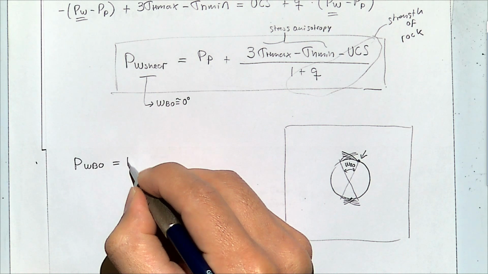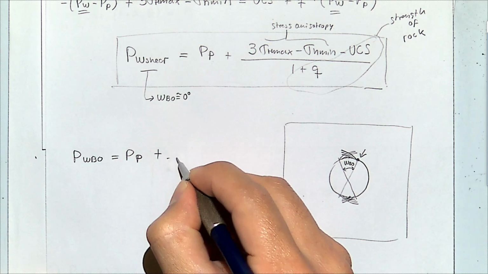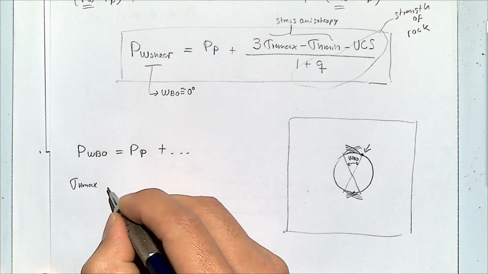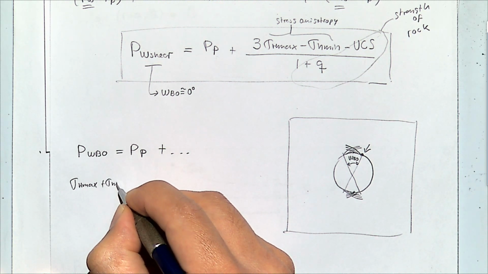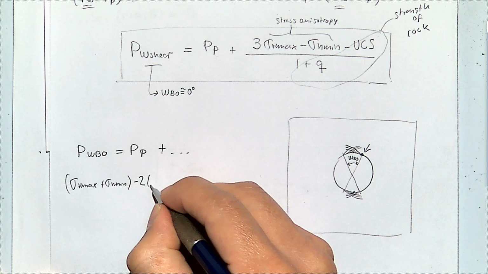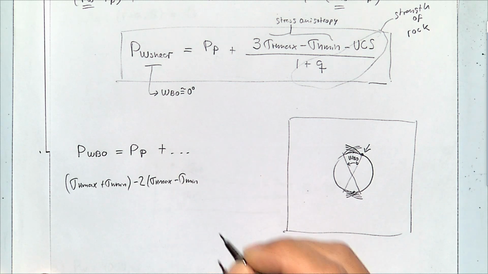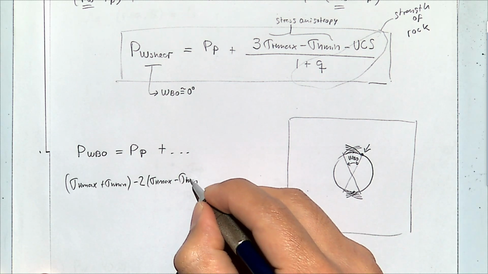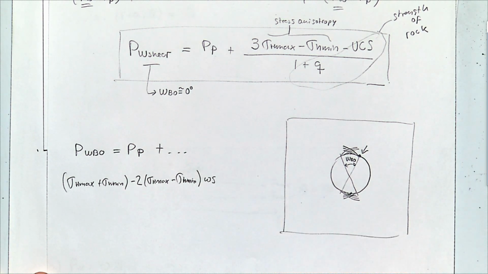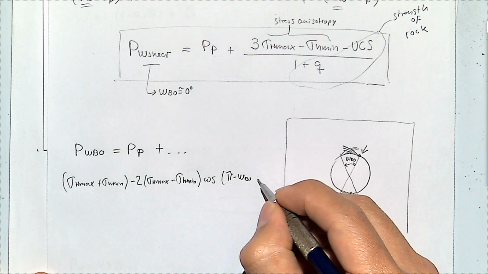and it's going to be equal to the pore pressure equal to what we had before, plus, let me continue in the second line, sigma H max plus sigma H min, now this is going to be a function of the breakout angle, sigma H min. Remember, all of these equations are in my notes too, okay?